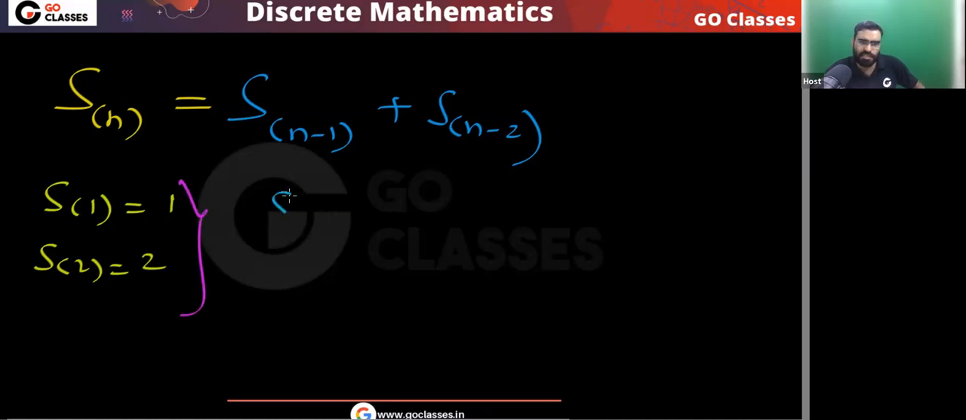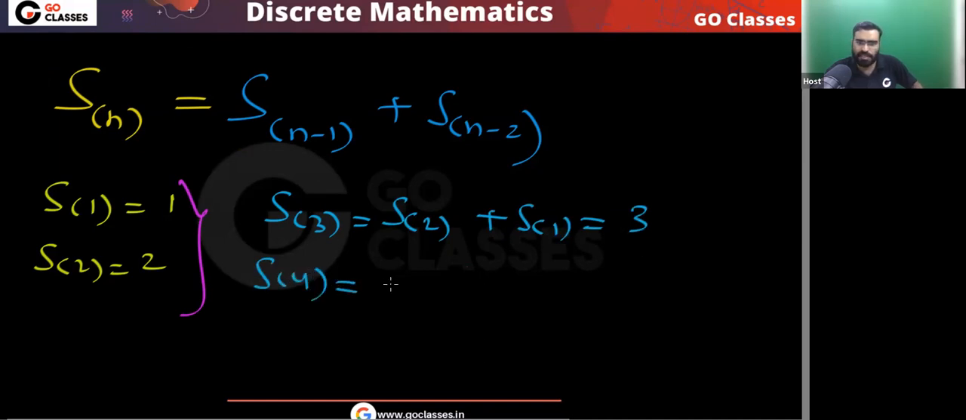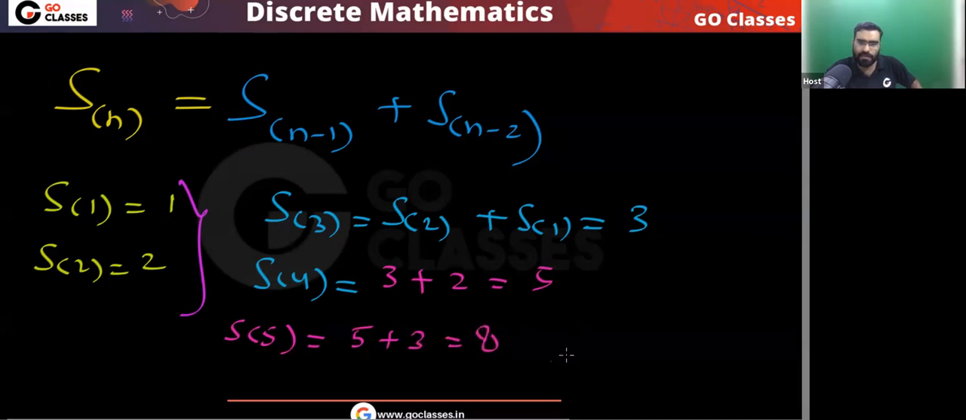Now you can easily find S3. If I put n equal to 3, then S3 equals S2 + S1, and that is 3. What is S4? That is S3 + S2, which will be 5. What is S5? That will be S4 + S3, which is 8. What is S6? That will be S5 + S4, which is 13, and so on. Like this, you can count.